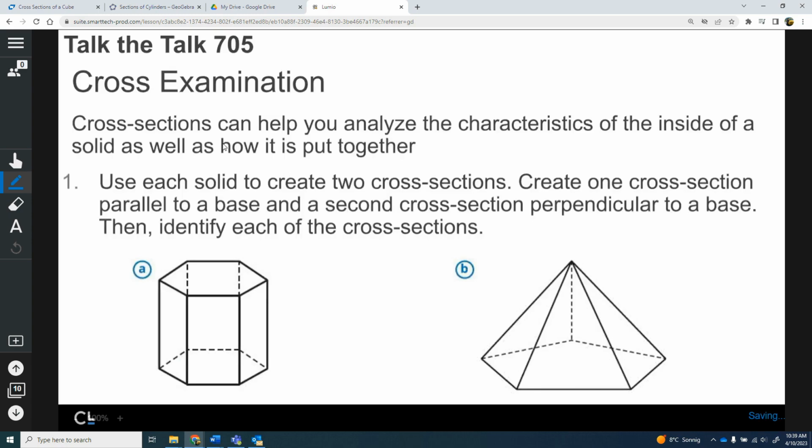Okay, so cross section, talk the talk, page 705. Use each solid to create two cross sections. Create one cross section parallel to the base and a second cross section perpendicular to the base. Identify each one of the cross sections. So I'll do A. If I go parallel to the base, that's going to go this way. That's going to be the face here. So that is going to be my hexagon.